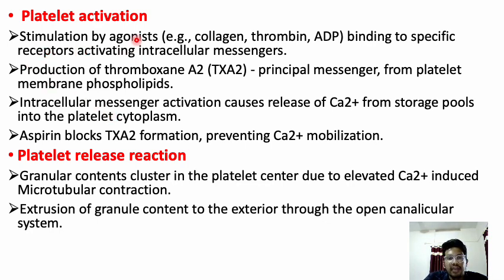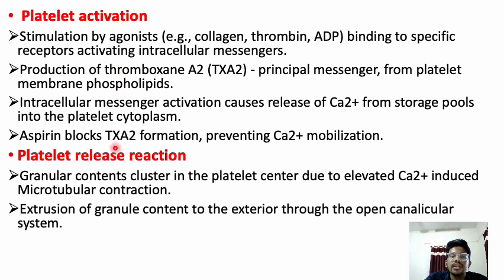Platelet activation is caused by various agonists like collagen, thrombin, and ADP. They bind to specific receptors, activating intracellular messengers. The platelets have receptors and messengers. So when collagen, thrombin or ADP bind to these receptors on platelets, it causes intracellular messenger production. The most important principal messenger is thromboxane A2, TXA2, produced from the platelet membrane phospholipid. The production of TXA2 within the platelet causes an increased amount of calcium, and this causes the platelet activation.